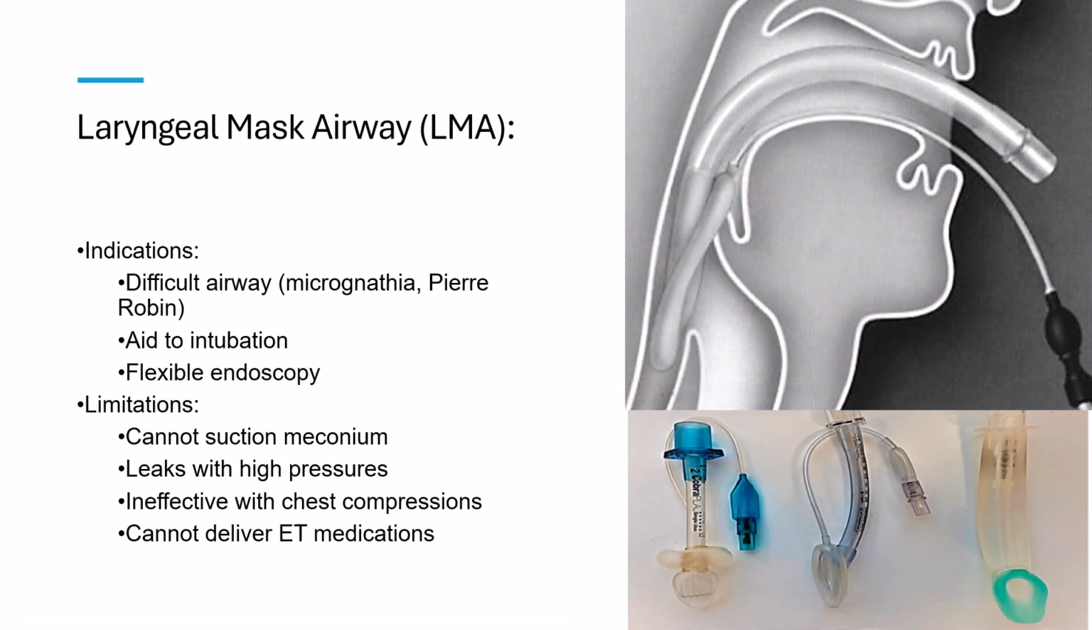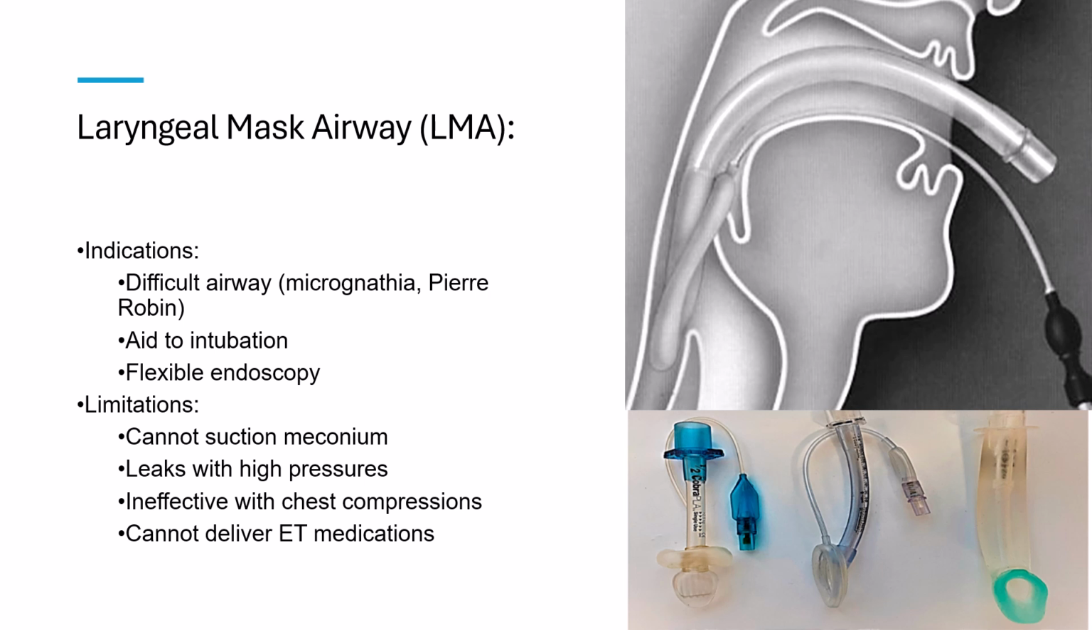The laryngeal mask airway is an alternative airway device. It's particularly valuable in difficult airway scenarios like micrognathia or Pierre Robin sequence, where visualization of the vocal cords may be challenging. It can also serve as a bridge to intubation or during flexible endoscopy.